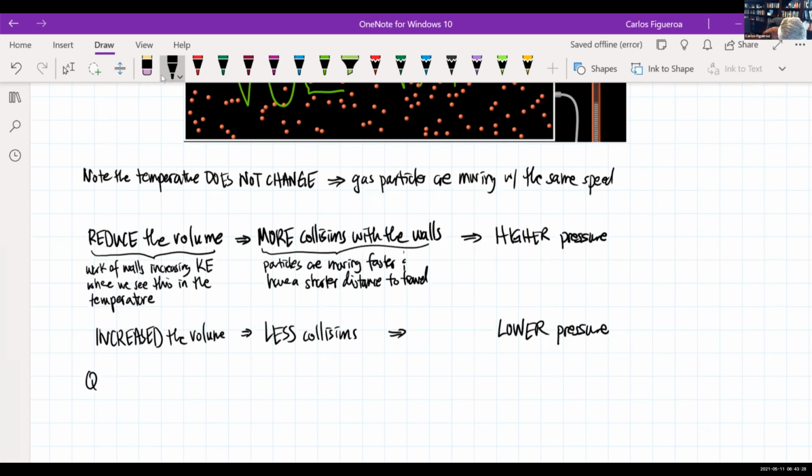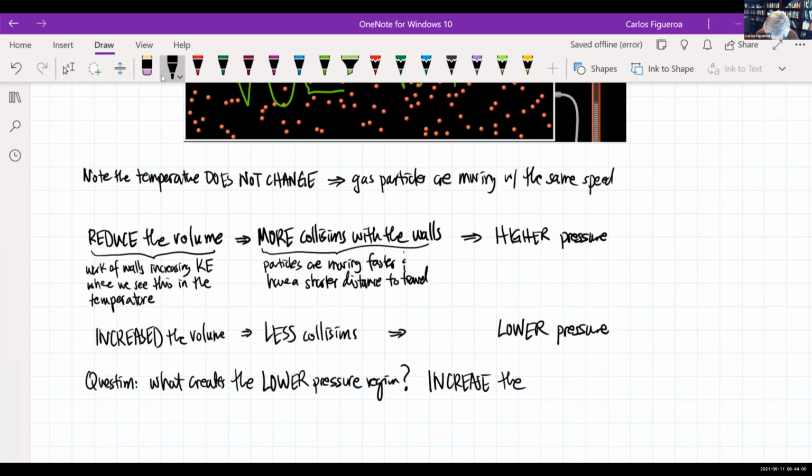So again, we ask our question. What creates the lower pressure region? And the answer is here, we just have to, what? We increase the volume. And that's all that the ideal gas law has to say.